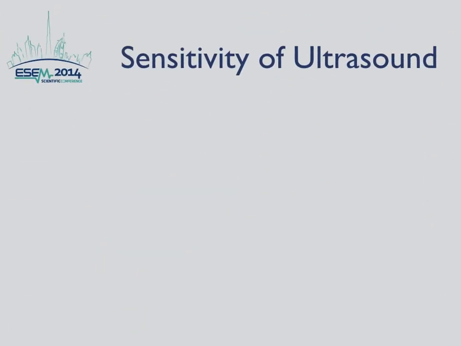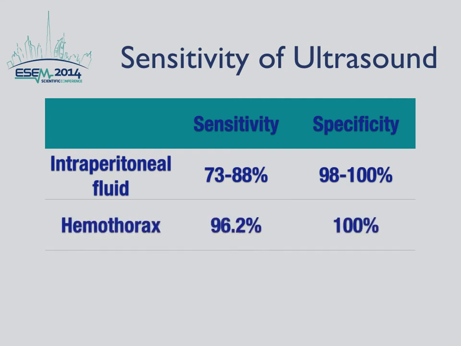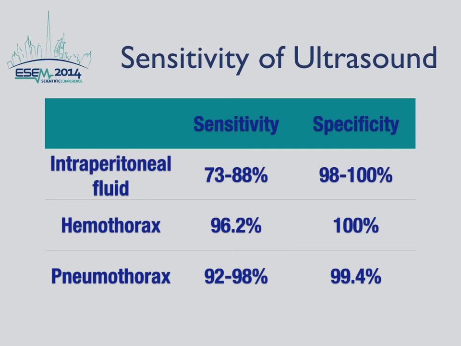There are a number of studies that have been published on the sensitivity of FAST exam in the setting of trauma. In evaluating intraperitoneal fluid, the consensus between the studies is that the sensitivity of a FAST is between 73 and 88%, and the specificity is as high as 98 to 100%. And you can see the numbers are even better for evaluating hemothorax as well as pneumothorax. It's important to remember that the performance or the image quality of the ultrasound depends on the sonographer's experience. So the more you practice, the more confident you'll be, the more sensitive the images are.